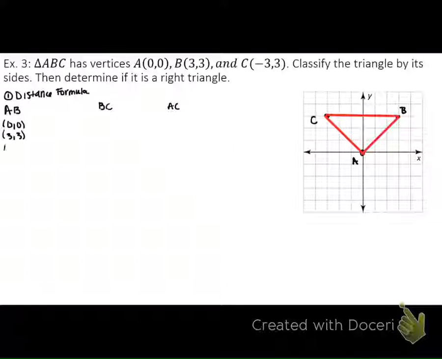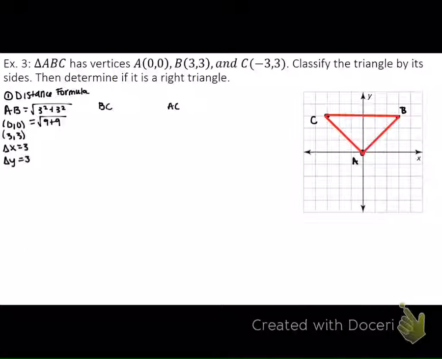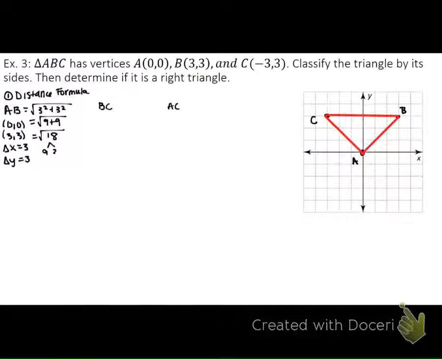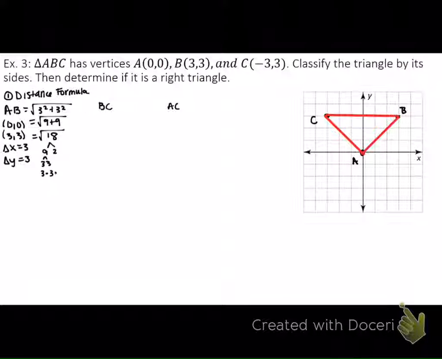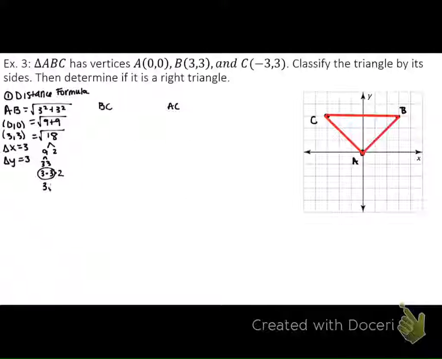So, Kylie, change in X for AB. 3. Good. Helena, what's the change in Y? 3. So we do the simplification, so that's 9 times 2 and 3 times 3. So Abby, how would you write that up then after it's simplified? Good.